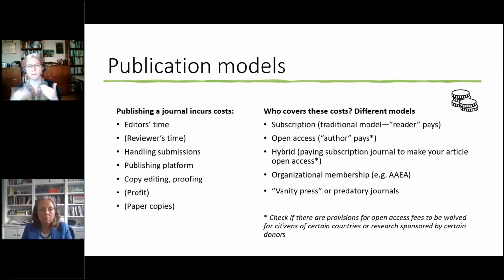Sometimes you get a subscription by virtue of being a member, such as of the American Agricultural Economics Association. But there are also vanity presses or predatory journals, which are really mostly about the profit. And when I mentioned you could pay to make your article open access, sometimes there are provisions for those open access fees to be waived for citizens of certain countries or research sponsored by certain donors. And as I said, there can be hybrids where you have a page fee in addition, even in a subscription journal. So combinations.